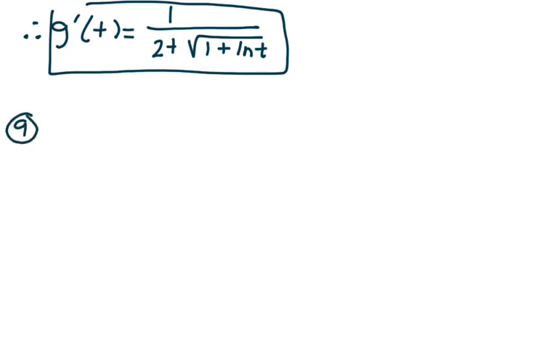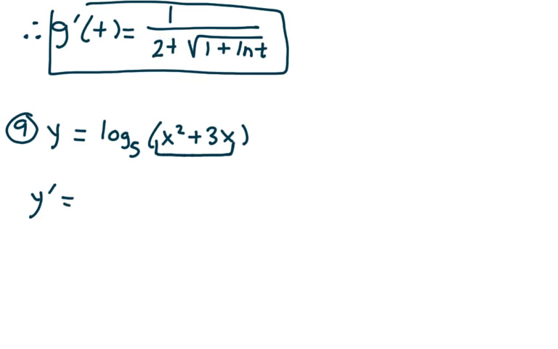In example 9, suppose we have the following. Suppose y equals log base 5 of x squared plus 3x. So let's say we do that one. The inside function is x squared plus 3x, okay? And so I'm going to look at y prime. So I'm going to take 1 over the inside function, which is x squared plus 3x. But don't forget, I have to take x squared plus 3x and multiply by the natural log of 5.